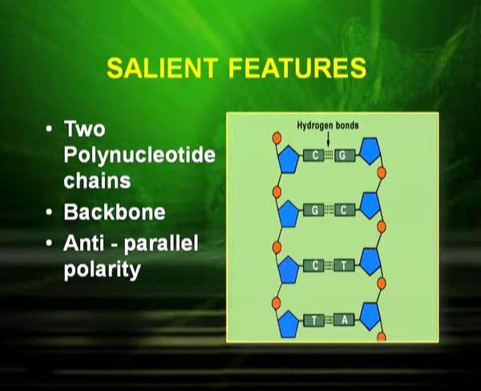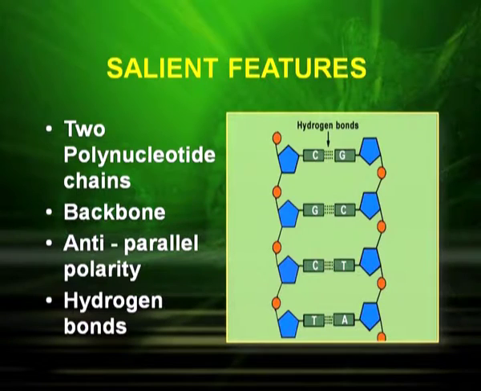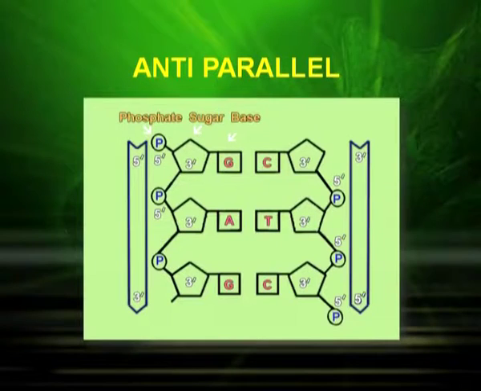The nitrogenous bases are joined together by hydrogen bonds. That is, A pairs with T and G pairs with C. There is a difference in the hydrogen bonds between AT and GC. As you can clearly see in the picture, between A and T there is a double bond and between G and C there is a triple bond. So, the following diagram shows the anti-parallel features of the DNA, 5' to 3' and from 3' to 5'.